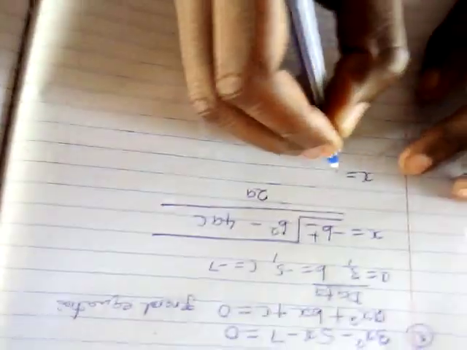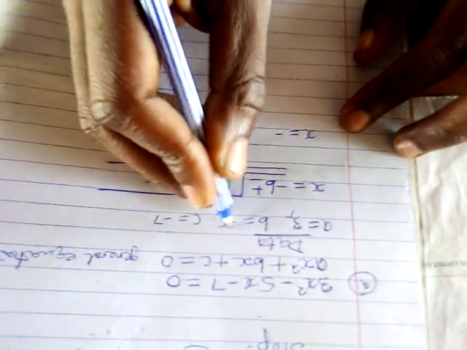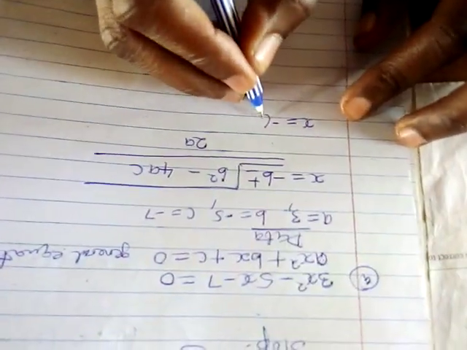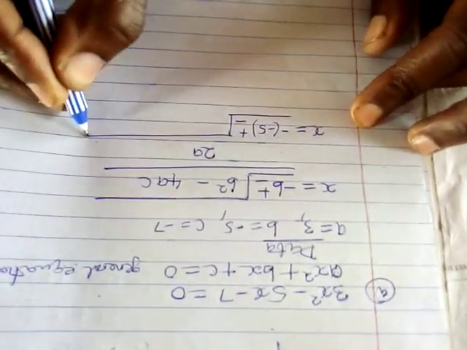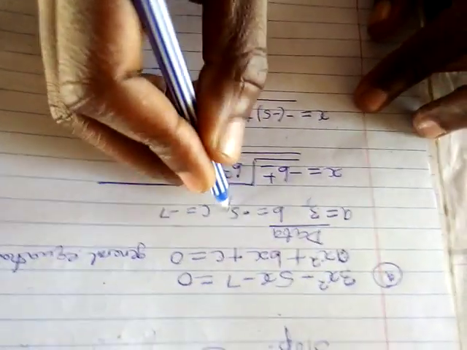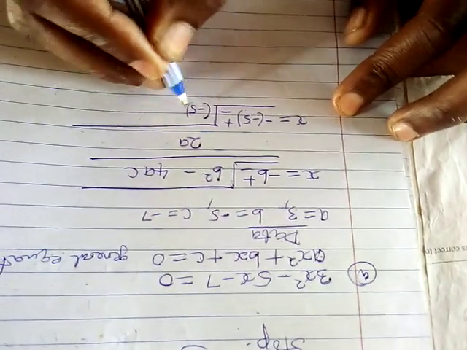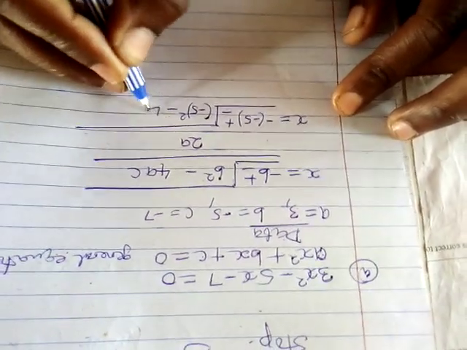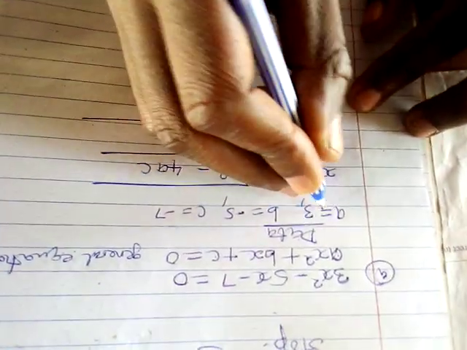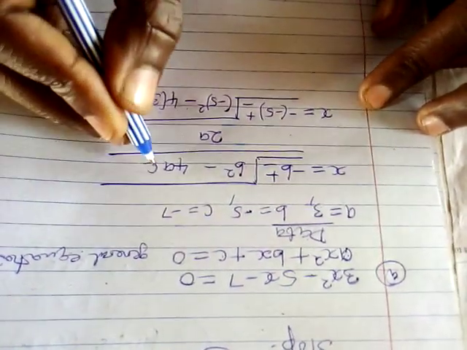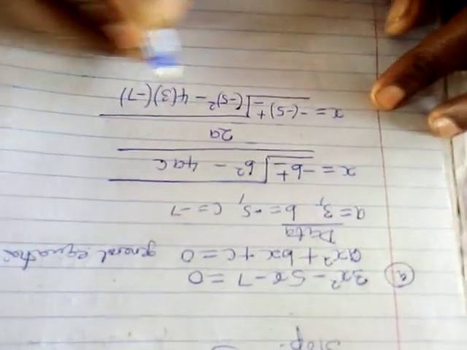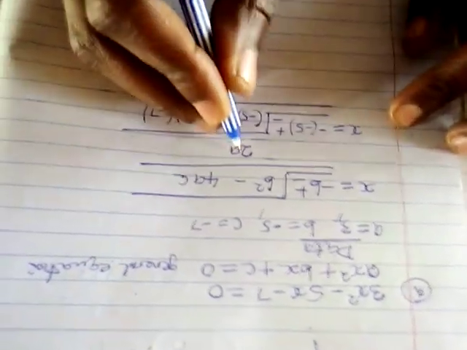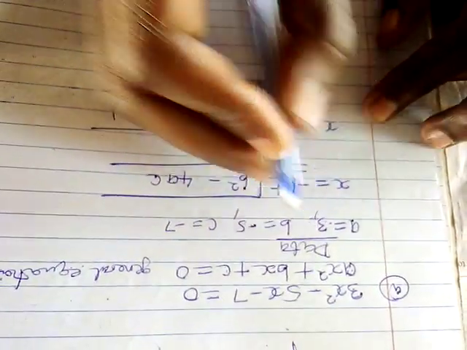So x is equal to negative b. B is what? Negative 5. Positive or negative, square root. What's the value of b? B is negative 5, squared, minus 4. A is 3. So where there is c, c is what? Negative 7. Over 2. What is a? A is 3.